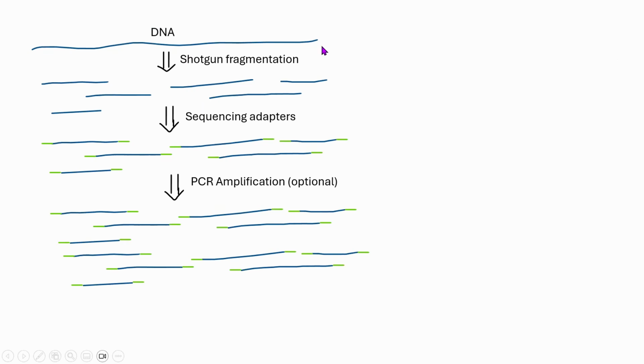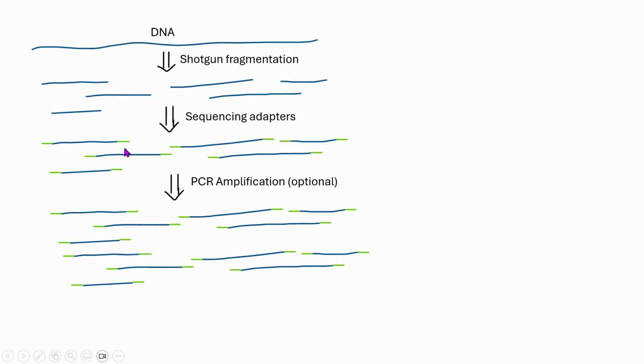So this is your entire genome, the DNA. Now during sequencing, what happens is this DNA is fragmented using shotgun fragmentation or shotgun sequencing. So we create small fragments, then some adapters are attached for sequencing at both ends of each fragment. The next step is the crucial one. Now, very often in most experiments, the amount of DNA that you see here is not enough for sequencing because the input DNA is often very low.